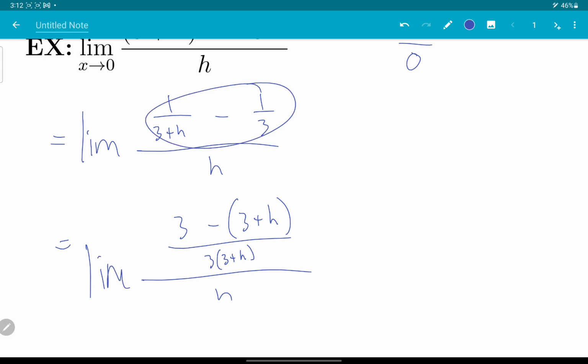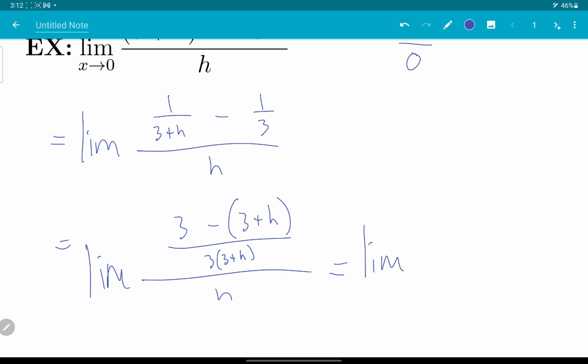So I did a common denominator upstairs. The common denominator was the product of the two denominators. So I took this times this, put it here, and then this times this, put it here. Hopefully a familiar operation. Okay, these brackets here on the 3 plus h are absolutely essential. Extremely common mistake is to drop them. Watch out for that one.